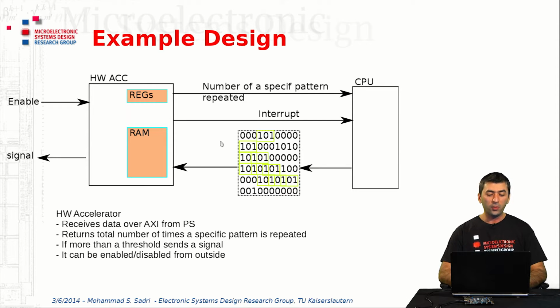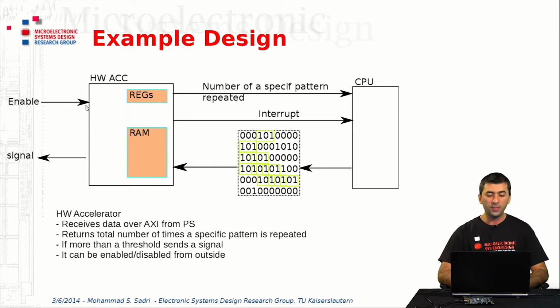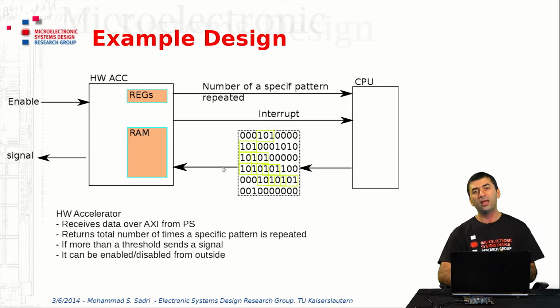Okay, so my hardware accelerator has one enable signal, which is basically entering the FPGA from outside. And when this enable signal is active, the hardware accelerator will produce a signal, in fact an indicator, to the outside world if the number of occurrences of a specific pattern is above a threshold.